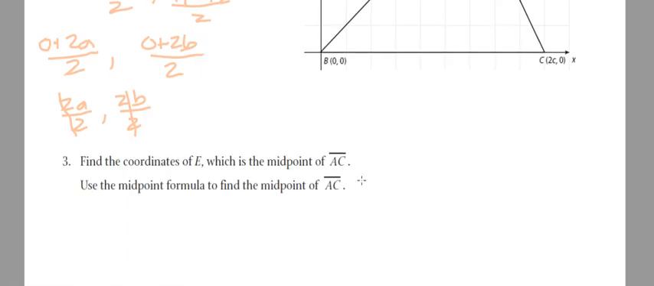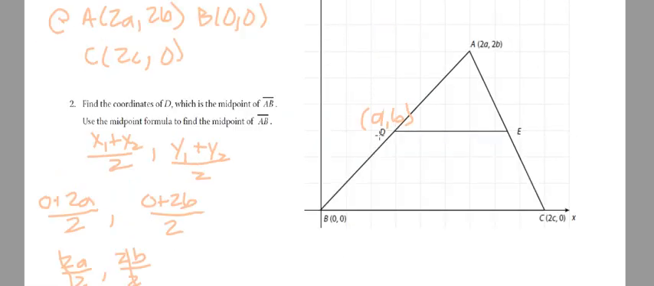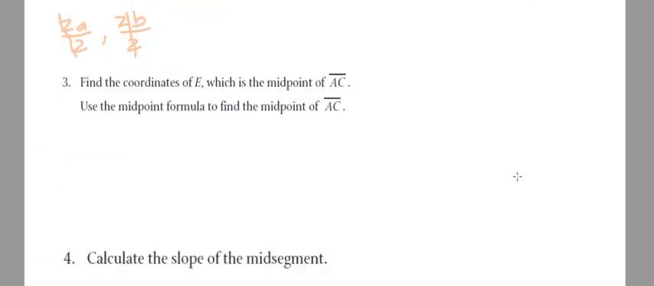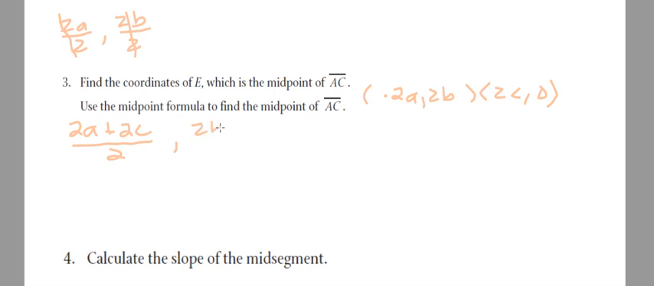Now we're going to move over to the next step. I know that would be its ordered pair if it were a midpoint, and I want to find the ordered pair here that would make that a midpoint. So I'm going to use my midpoint equation again, but now I'm using A and C. A is located at (2a, 2b), C is located at (2c, 0). For my x coordinates, I have 2a plus 2c divided by 2, and for my y coordinates, I have 2b plus 0 divided by 2.